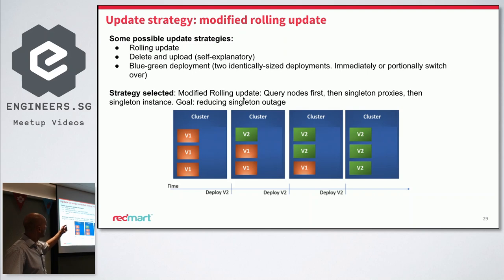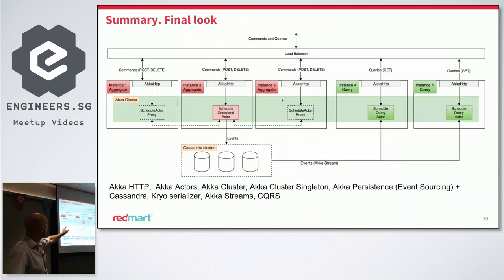The only modification here is that we update the query node first, then we update the singleton proxies, and only as the very last step do we update the singleton instance. So we update green, then the proxy, and then this one. Why? Because when we shut down this one in the normal manner, it sends a message, okay, I'm shutting down, please take over. This guy takes over its responsibility, and it's already version 2. So we minimize the downtime.